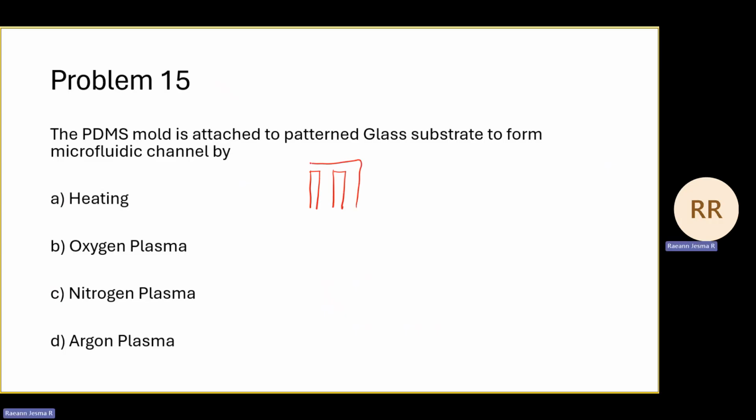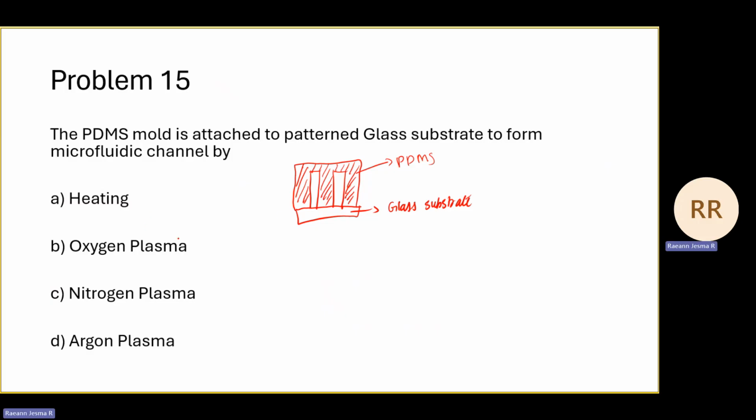And like if you want to make an enclosed channel, we need to attach something at the bottom. So here we are using a glass substrate, and this is PDMS. So this is the channel cross section that we are seeing. So how are we attaching this mold to the glass substrate?